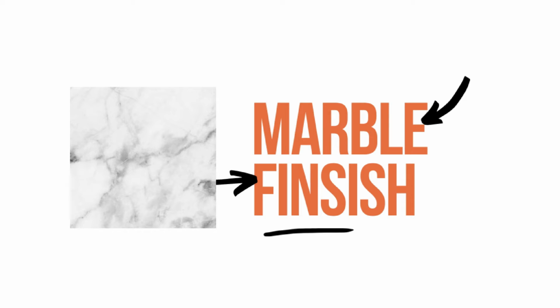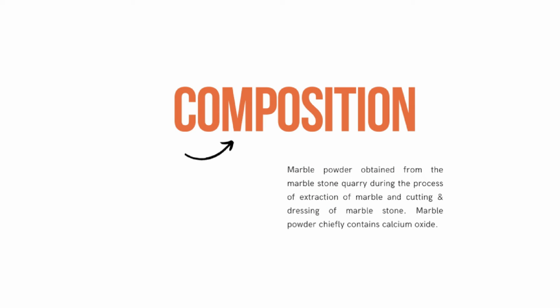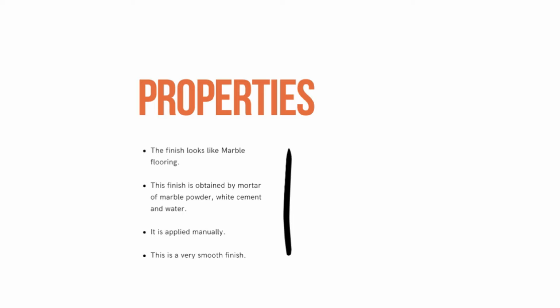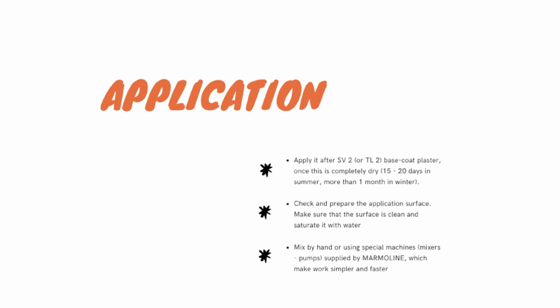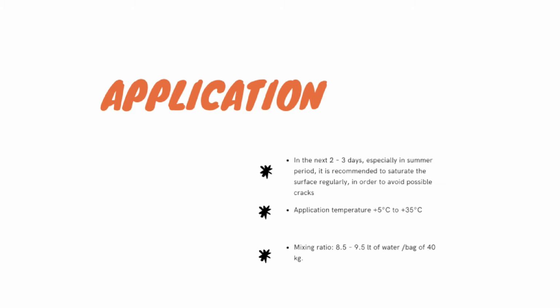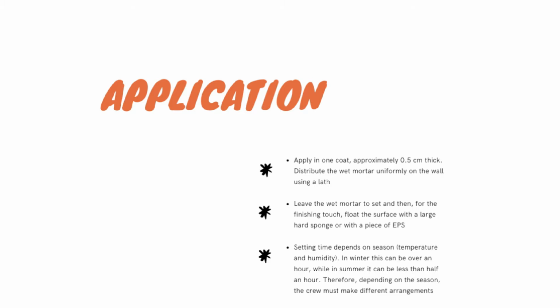Do you want something aesthetically pleasing? Then the marble powder finish is for you. This type of finish is very smooth and it looks precisely like marble flooring. It is obtained by manually applying mortar of marble powder, white cement, and water. They can be polished to a mirror finish and it is translucent, wherein light can pass through it to the extent of a few millimeters.